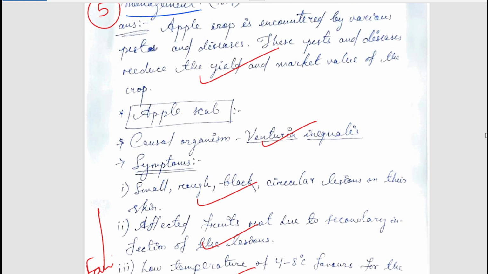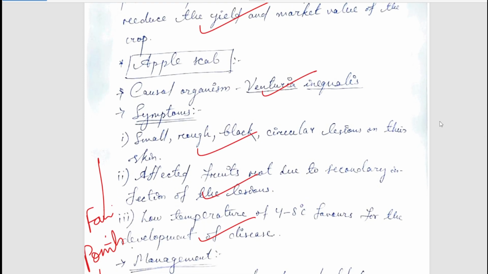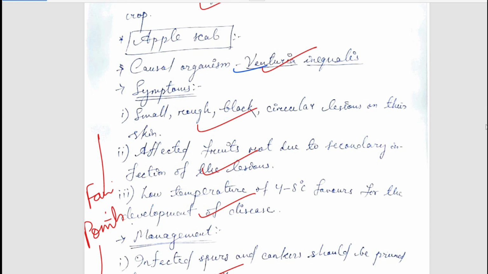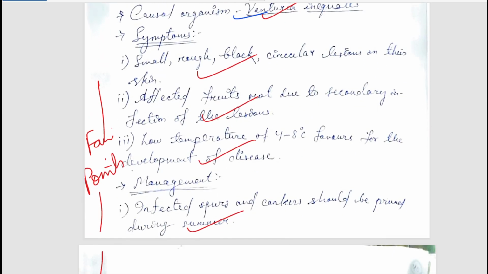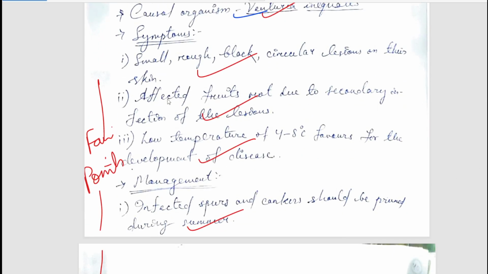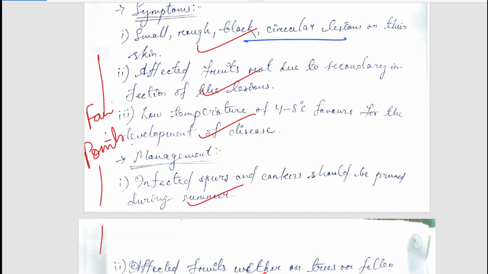Obviously, apple scab is a disease of apple. Its causal organism has been mentioned. Symptoms have been mentioned, and management is mentioned. Okay, symptoms, that is it affects fruit. Obviously, there will be circular lesions in the fruit. Low temperature favors its development.